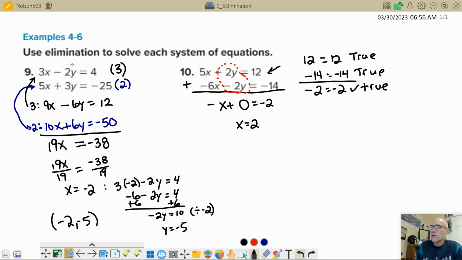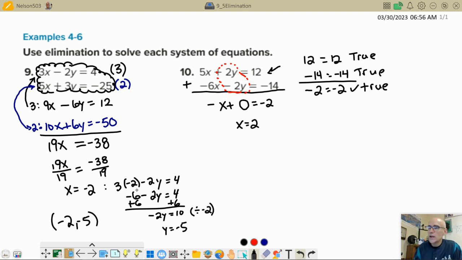If I was to plot this, I know I'm running out of time here. I've taken a lot of your time up. I really appreciate you paying attention and taking some notes right now. I would go over to Desmos, plot both those guys, and see if it really does intersect at -2, -5. If it doesn't, then we go back and we look and see, did we make a little arithmetic mistake somewhere?